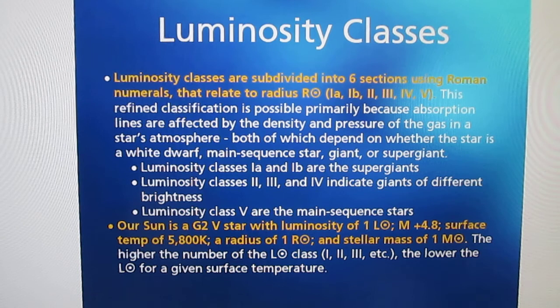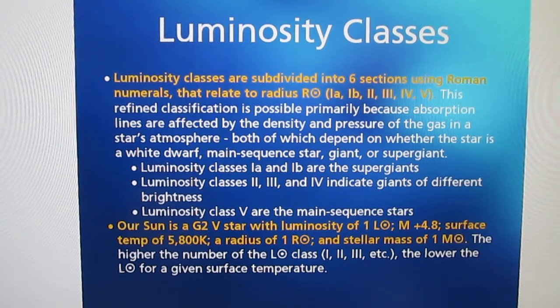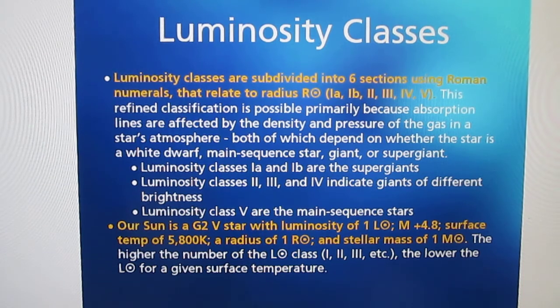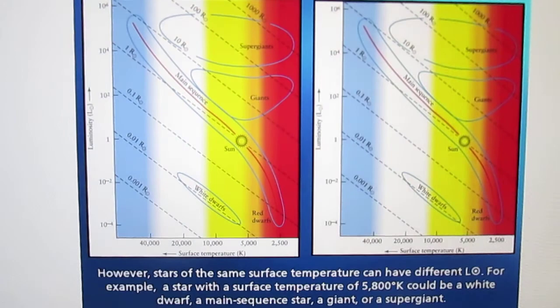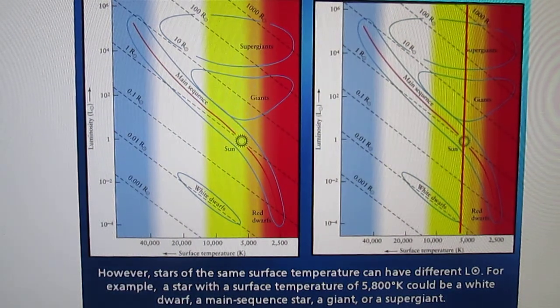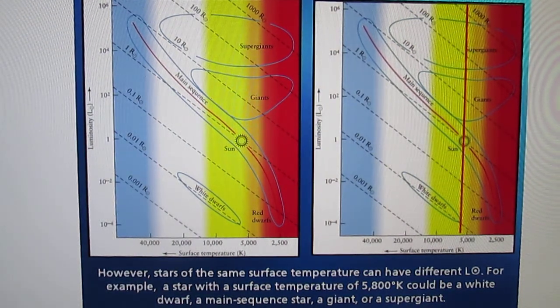As we've seen in the previous section, OBAFGKM, the stellar surface temperature sequence. We can summarize all this data in another type of HR diagram showing star types and their sizes.